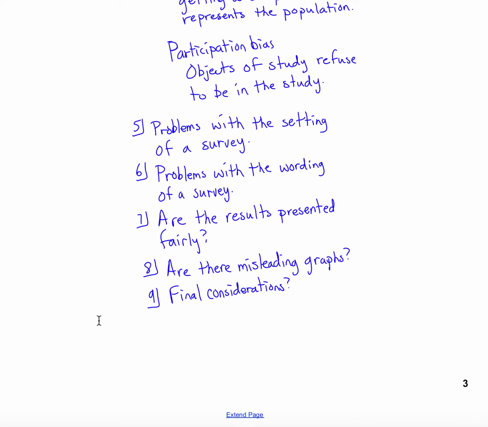So that's kind of the introduction to the basics of statistics. And we'll go on to another video in a little while to talk about some other things we can do with statistics. So these are kind of the basics, and then we'll talk about graphs and numerical information later.